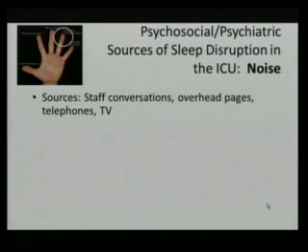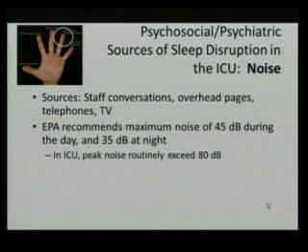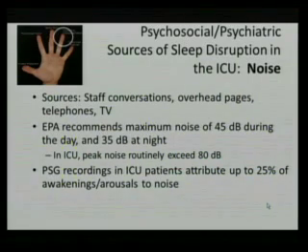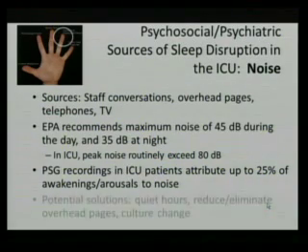Noise. Obviously, the ICU can be a noisy place. Staff conversations, overhead pages, telephones, TV. The night staff has stuff they got to do, stuff they got to document. The morning team wants labs drawn. We've got to get x-ray rounds done. And these things can be a tremendous source of irritation to the patient. The EPA recommends a maximum noise volume of 45 decibels during the day and 35 decibels at night. And in the ICU, the peak noise can routinely exceed 80 decibels. Turns out PSG recordings in ICU patients that have been done attribute up to 25% of their awakenings and arousals due to noise. So this is a significant factor.